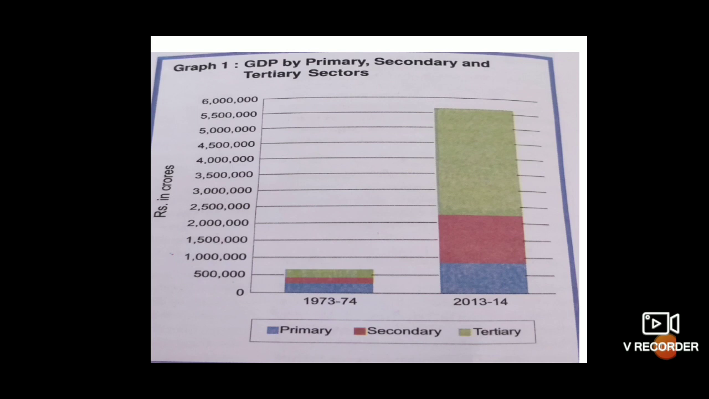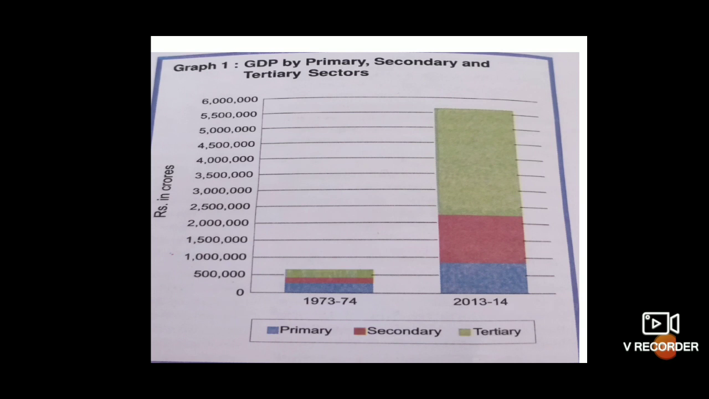If you see the picture here, 73 and 74, what is your observation, children? The primary sector is more compared to the secondary and tertiary sector in GDP, gross domestic product. What is gross domestic product? The total value of goods and services produced in the three sectors in every financial year in the country, headed by the Central Ministry of India. That is GDP.